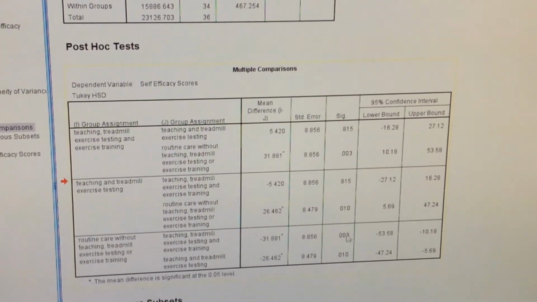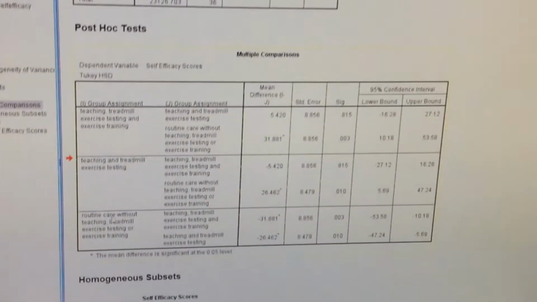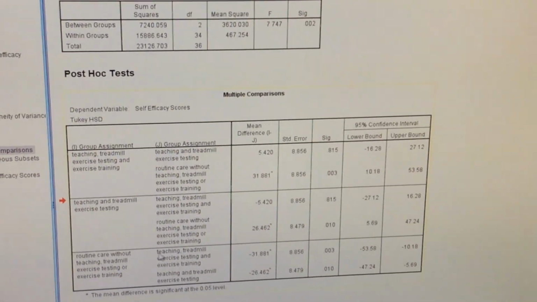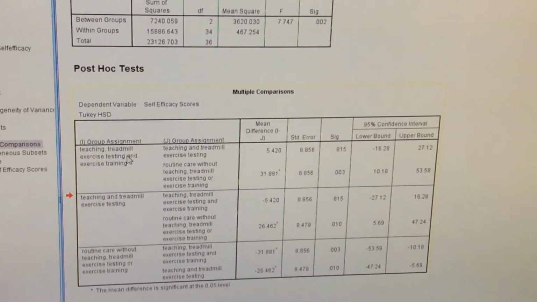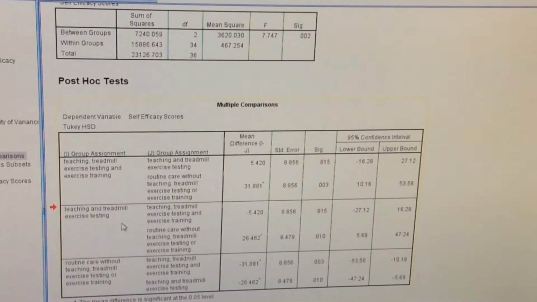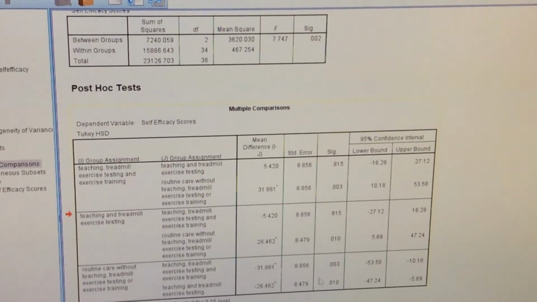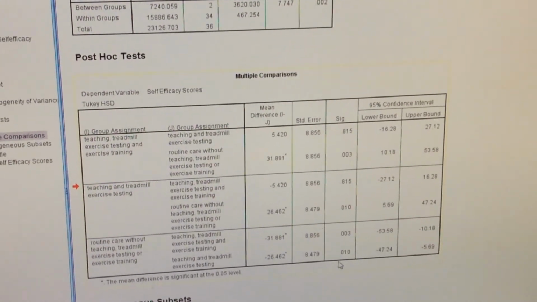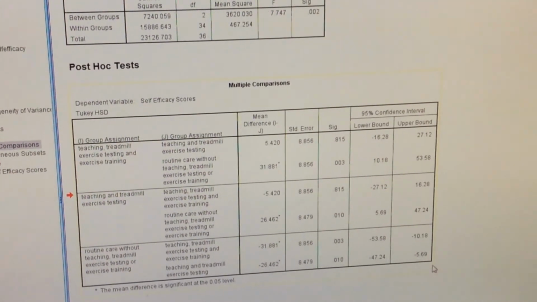And that's really all you have to look at. This bottom one compares group 3 to group 1, which we've already done, 1 to 3, and compares group 3 to group 2, which we just did. And it is significant. So you don't have to look at that bottom row.